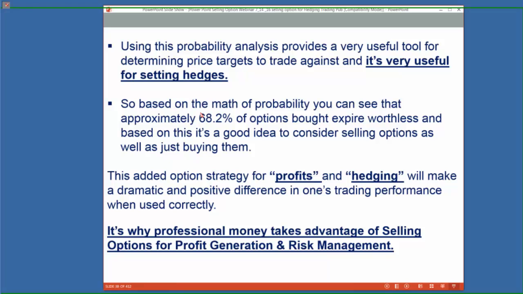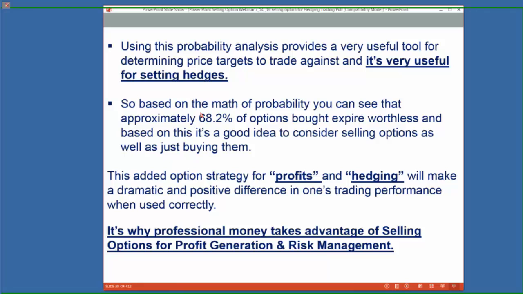So based on math of probabilities, you can see that 68.2% of options that are bought out of the money are going to expire worthless. And based on this, it's always a good idea to look at the sell side just as much as you look at the buy side. So it's going to be this added strategy for either profits and hedging. It will make a really dramatic difference in your trading performance when you start using it correctly.